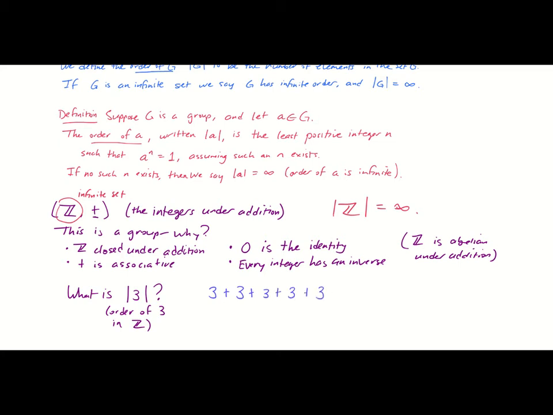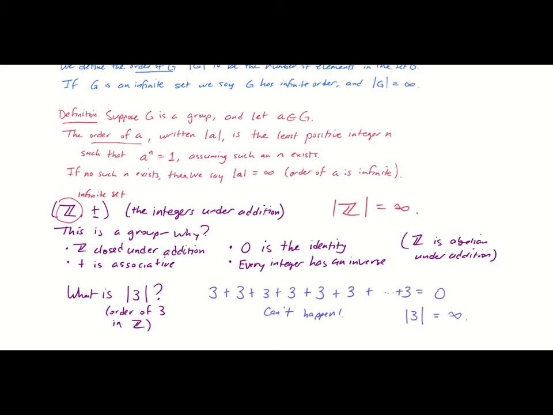So if I start adding copies of 3 together, because addition is the group operation, there is no number of those that is going to get me to 0. This just can't happen. So there is no "power," and I'm using power in quotation marks, there is no number of 3s that's going to give me the identity. So the order of 3 as a group element here is infinite.